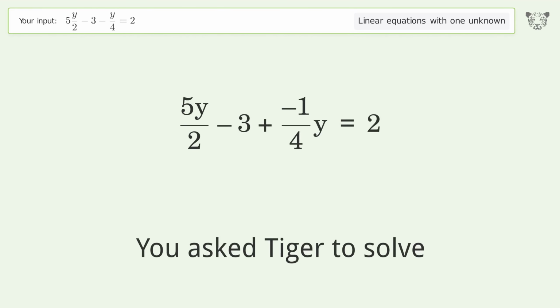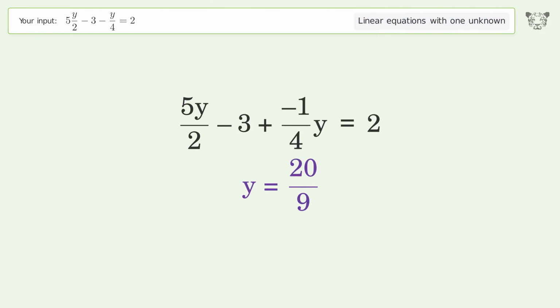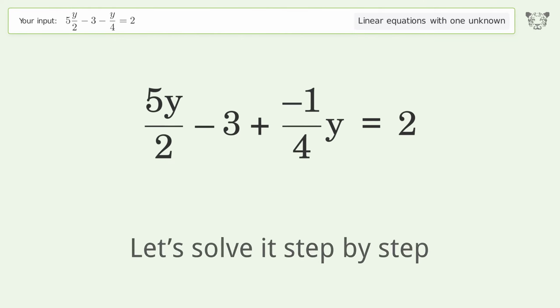You ask Tiger to solve. This deals with linear equations with one unknown. The final result is y equals 20/9. Let's solve it step by step.